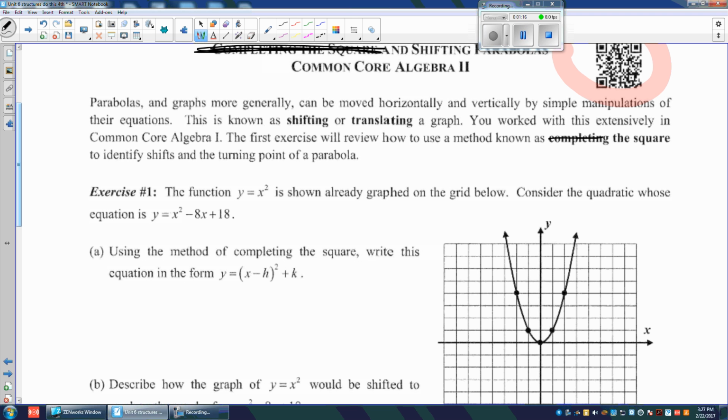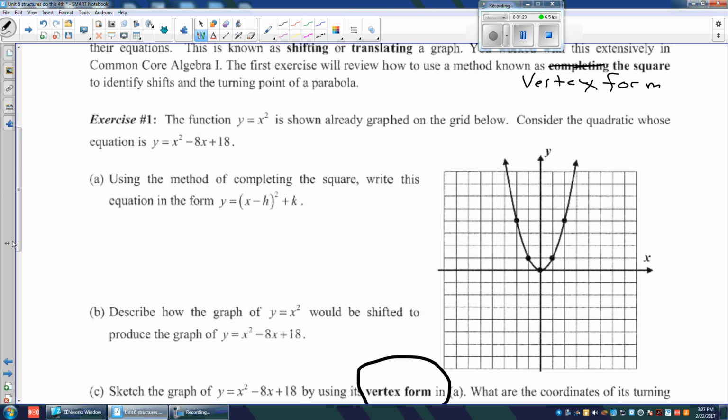Okay, so we're going to do vertex form. We're going to stop at the vertex form. We're not going to do the several more steps to complete the square. Here, this is what I call the mother function, y equals x squared. Why is it the mother function? Because it gives birth to all the other parabolas. By knowing that that is on the origin, we know how to shift all of the others.